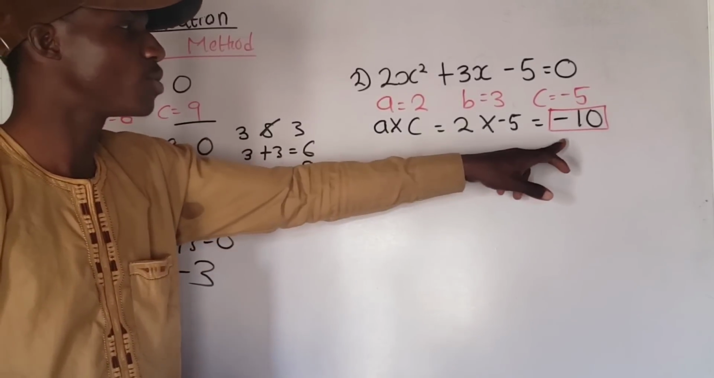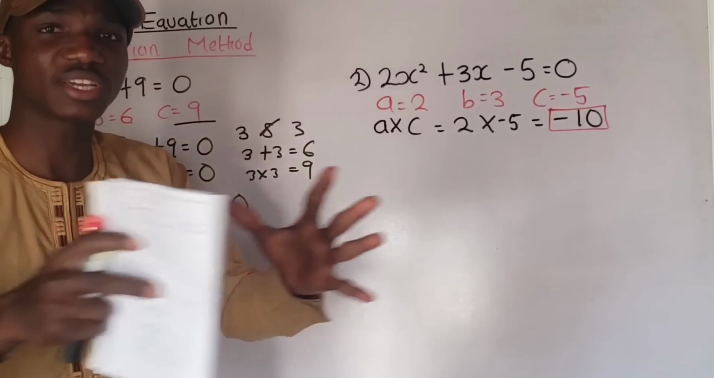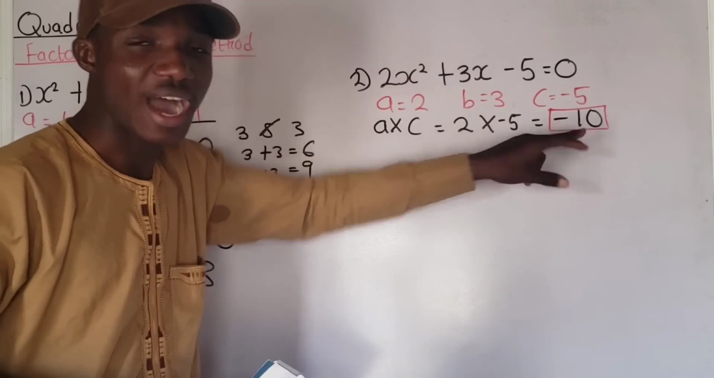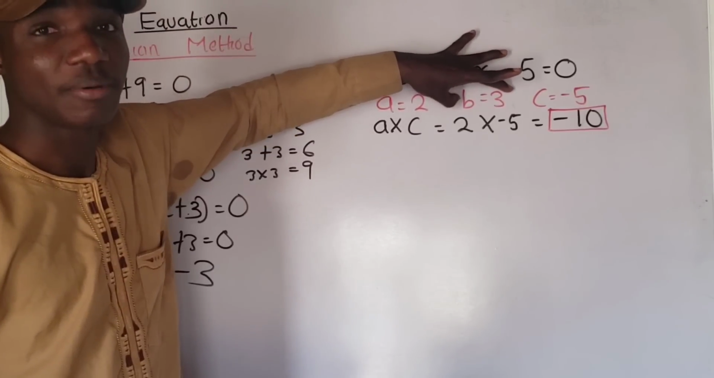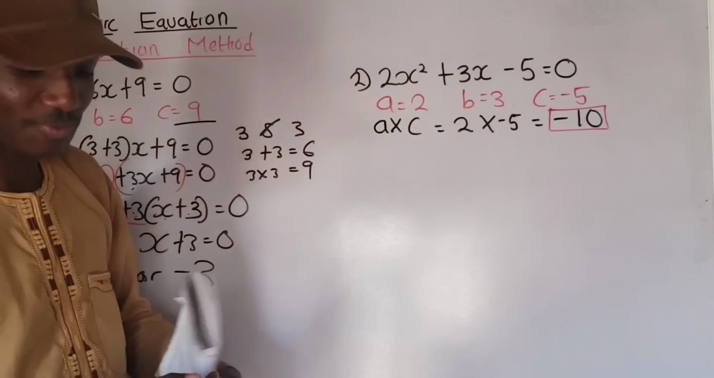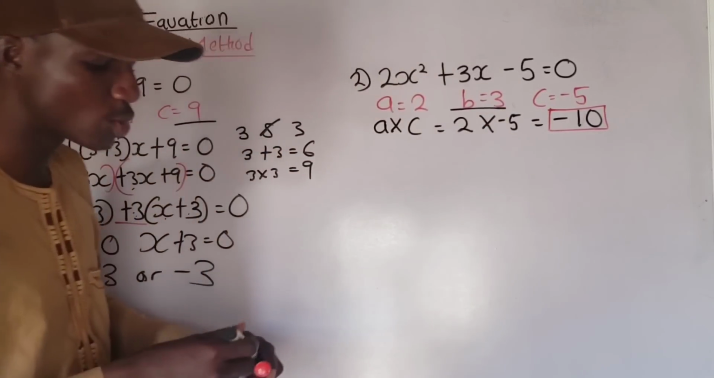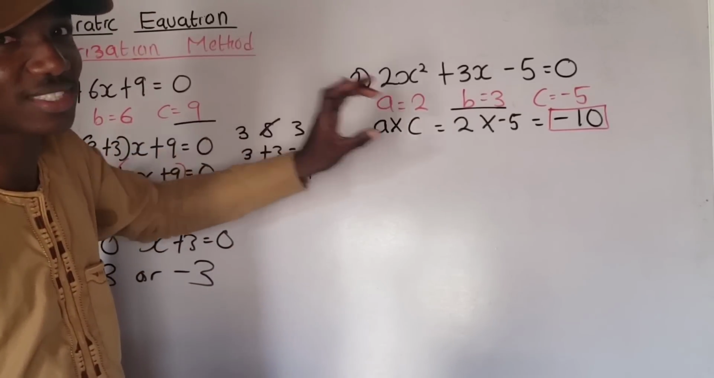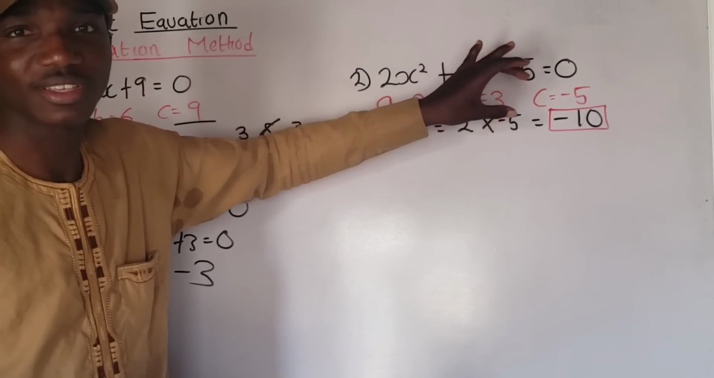Now, having taken their product, the next step is that you have to think of two numbers such that when you take the product of these two numbers, it must give you negative 10. And when you add these two numbers together, you must get the second term, which is what? Plus 3. Do you understand? The second term in this quadratic equation is this. So, what are those two numbers such that if I take their product, I must get the product of a and c, which is negative 10, and when I add these two numbers together, I must get 3? Okay?